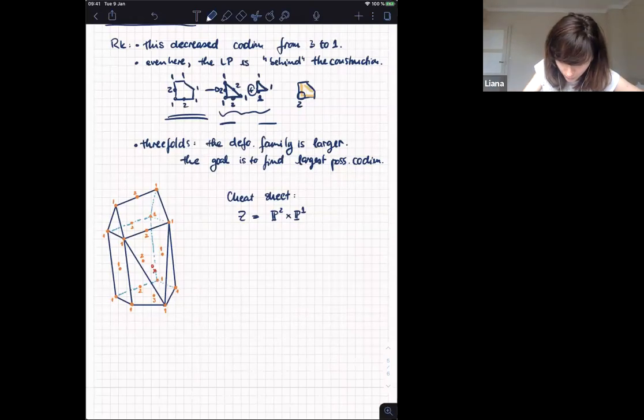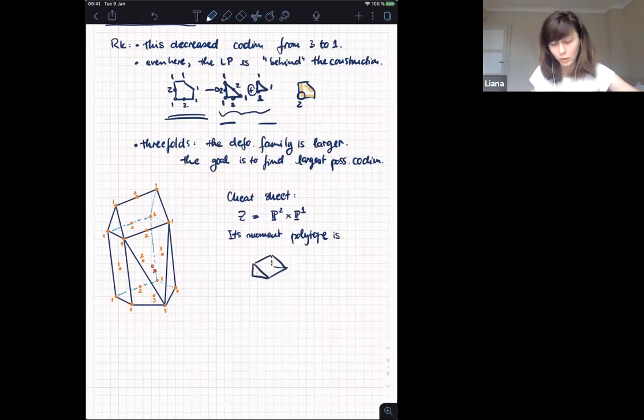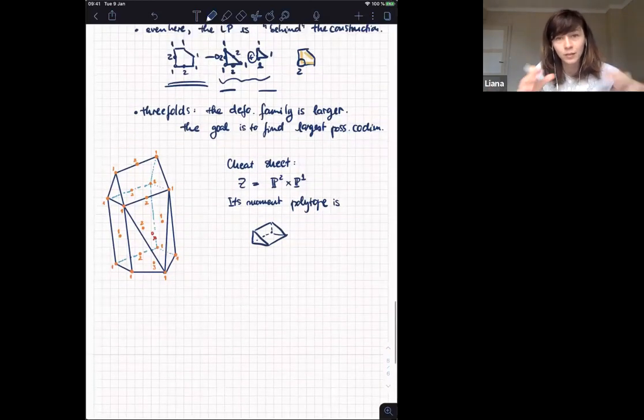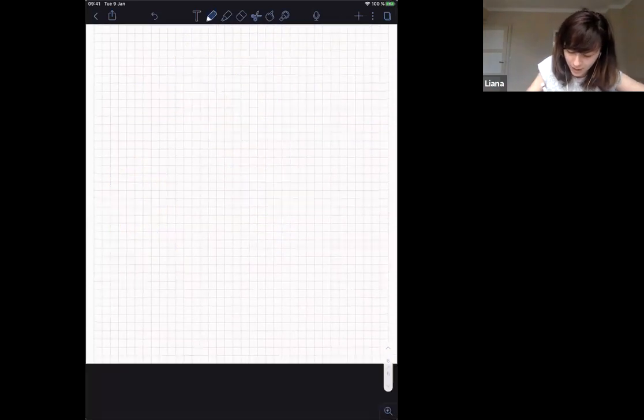So it's moment polytope is this guy. It looks like the product of the moment polytope of P2 times the moment polytope of P1, which is just a segment, the product or the Minkowski sum, whatever you like to call it. So a triangular prism, basically. So I am also allowed, kind of like in the surface example, to expand as much as I want with certain constraints. So I can dilate it.